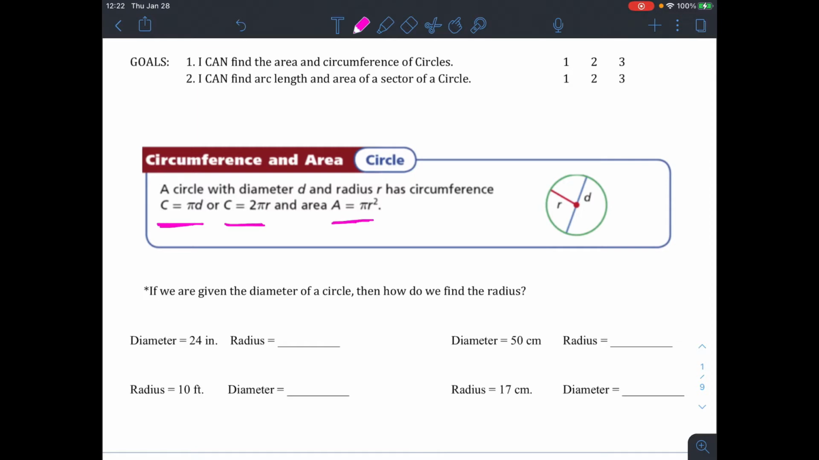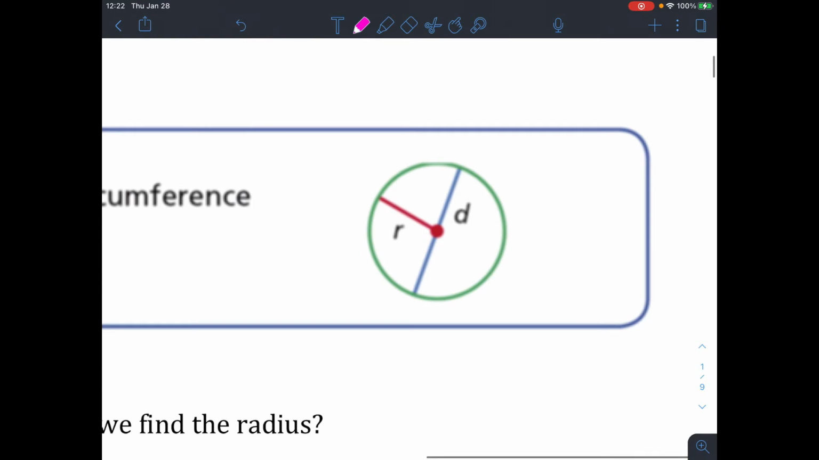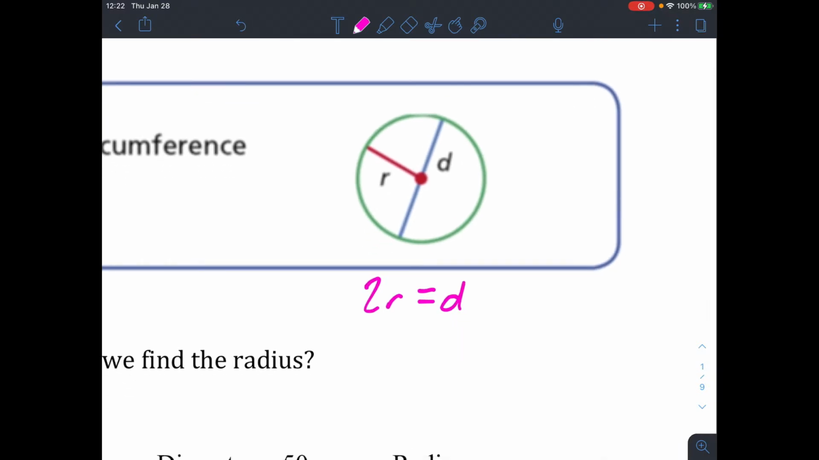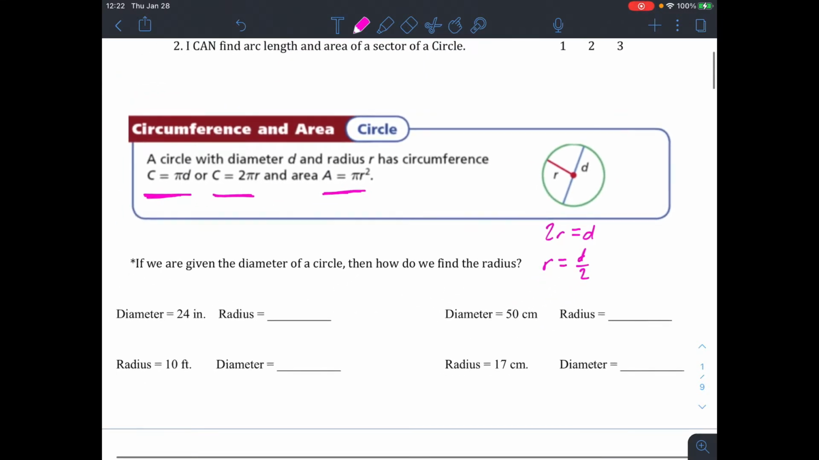Well, we know that there's 2 radii in every diameter. If you look at the picture here, 1 radius, 2 radius, right? So if 2 radii are giving you 1 diameter, then 1 radius would be the diameter over 2. So if we have a diameter and we want the radius, we simply cut the diameter in half to find the radius. So here's a couple examples.